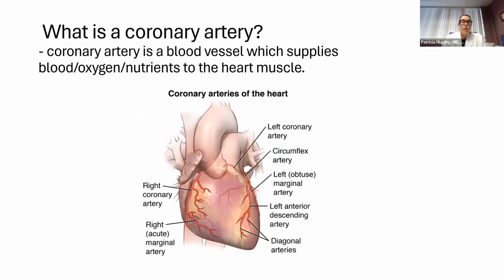So first, what is a coronary artery? So we're going to go with some definitions here. A coronary artery is a blood vessel which supplies blood, oxygen, and nutrients to the heart muscle. So the heart is a pump. It pumps blood around the body, but it also requires a blood supply, which you can see here.